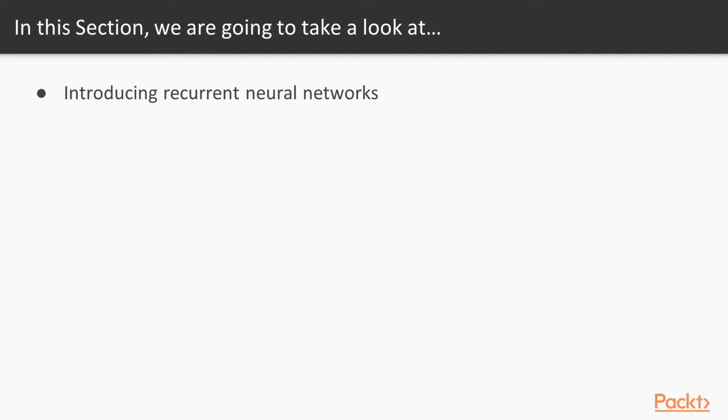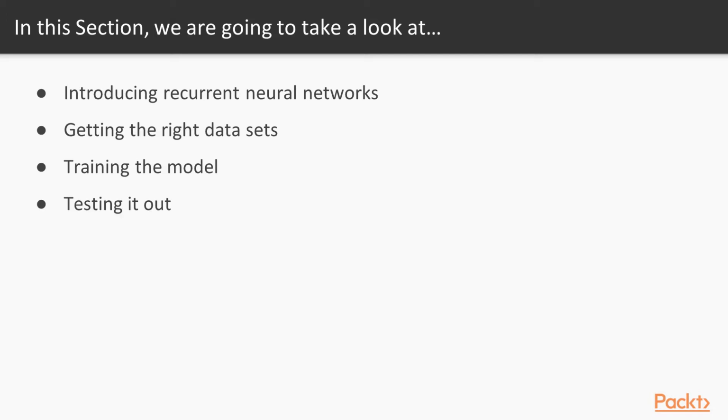We're going to introduce what a recurrent neural network is. This is important to the foundation of generating text. I'll explain how to go about collecting the right datasets in order to train the right model to be able to generate text. Finally, I will walk you through how to train your Keras model, and then how to test that model out.